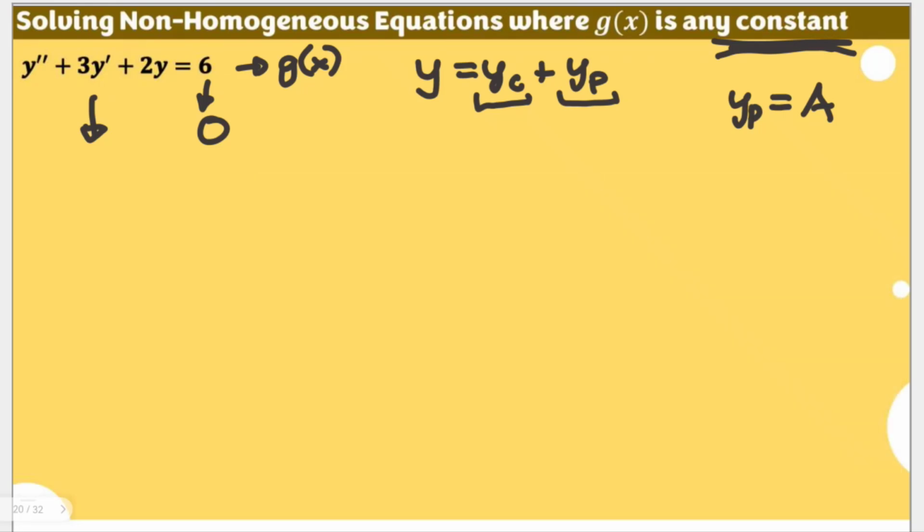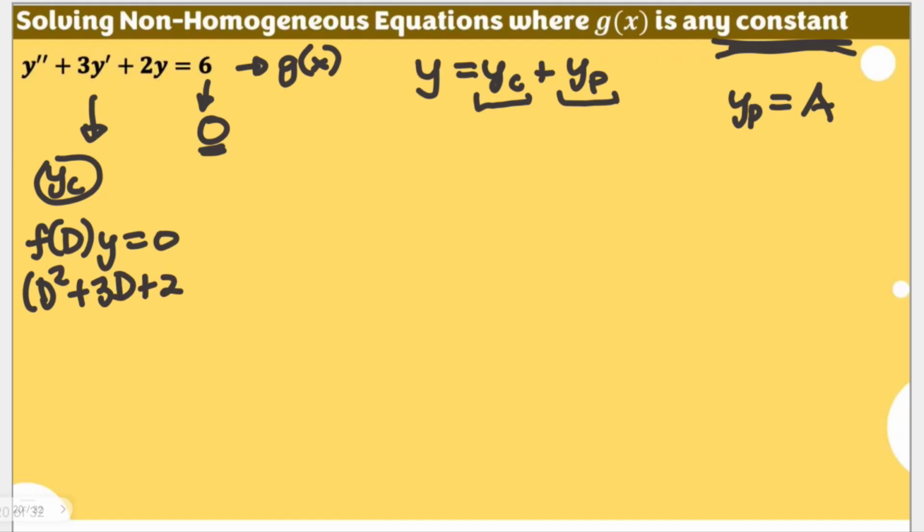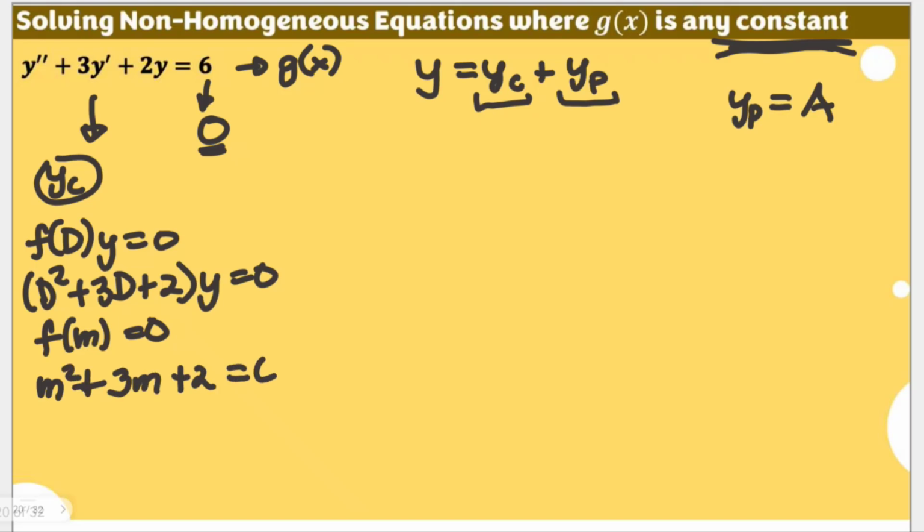So first, let's solve for y sub c. The y sub c, again, is when we take the same process of solving homogeneous equations where our g of x is equal to 0. Hence, we will have this form with differential operator D. So you have here D squared plus 3D plus 2 times y is equal to 0. And with that, we will have our auxiliary equation in this form: m squared plus 3m plus 2 equals 0. So let's solve for the roots of this.